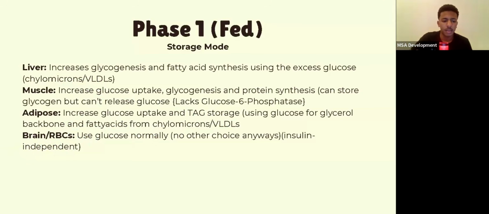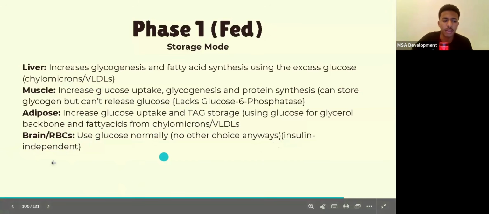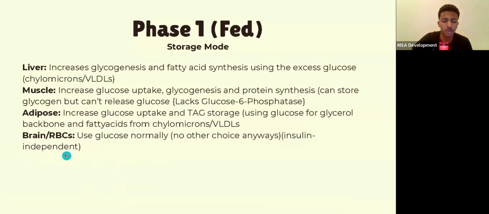Now the brain and the RBCs use glucose normally because this is what they can use. They can't use fatty acids, both of them. But we're going to see something interesting about the brain in the last phase. And if you remember, we said they are insulin independent. And what's their transporter? GLUT1. GLUT1 for the RBCs and for the blood-brain barrier.